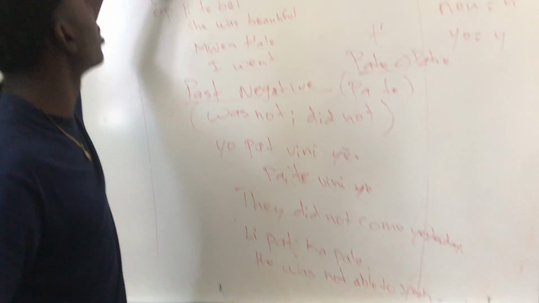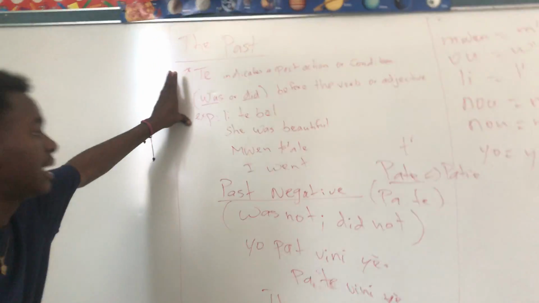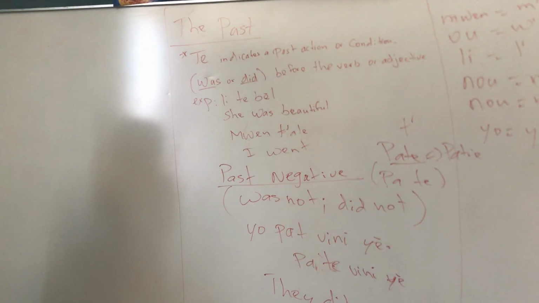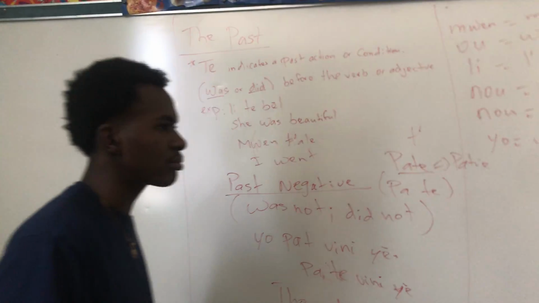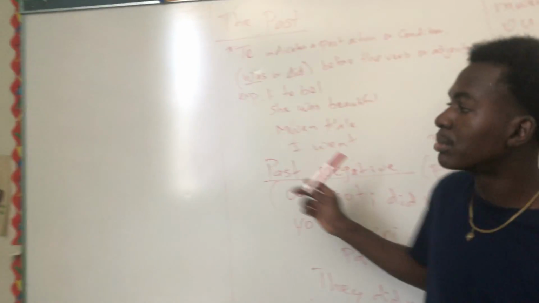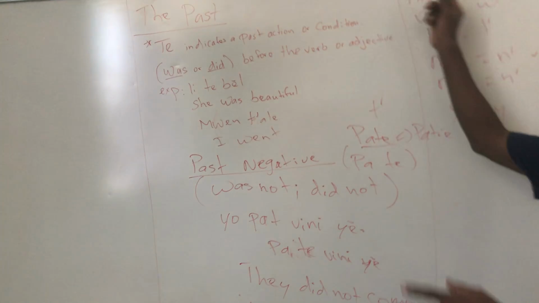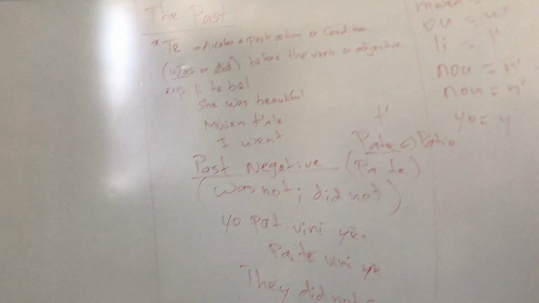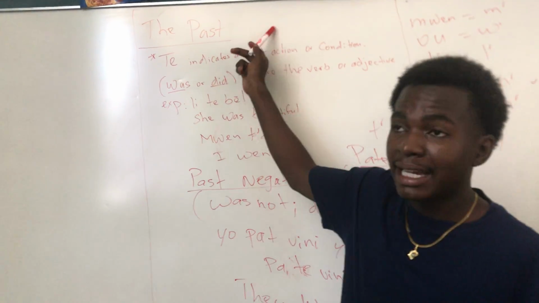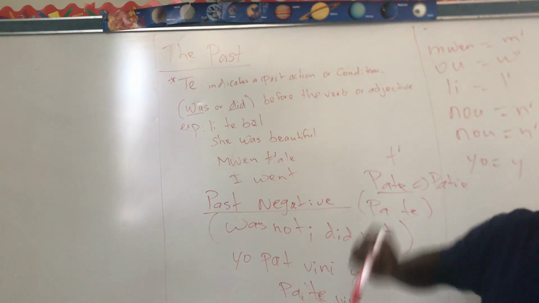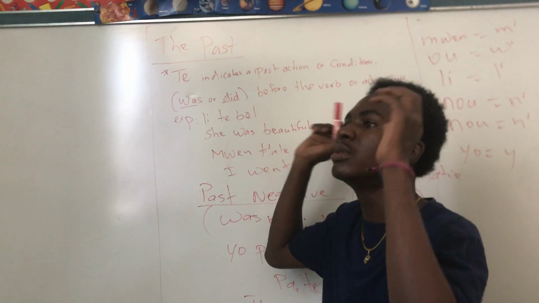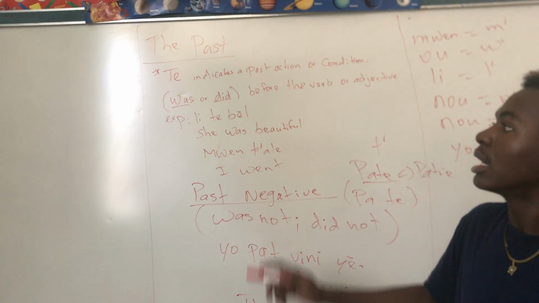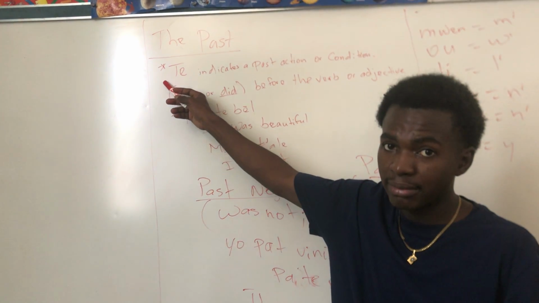We saw the simple past and the past negative. Now we're gonna talk about the past continuous. And before we jump to the past continuous, let's make a brief review of all we saw today. First, I said that the one word to indicate the past, which you will hear every time someone is speaking in the past in Haitian Creole, is te.